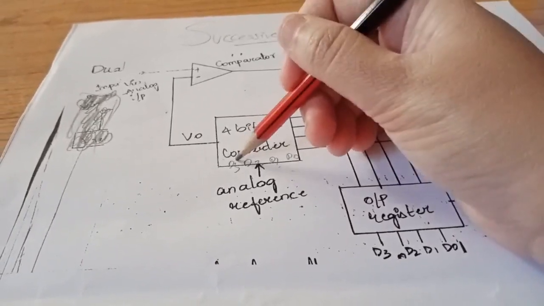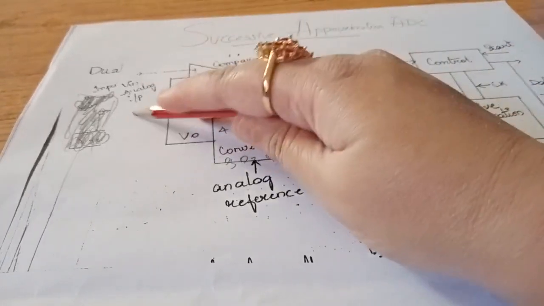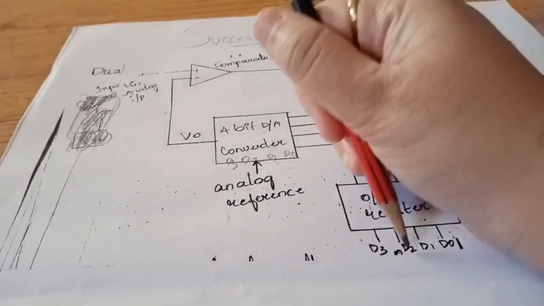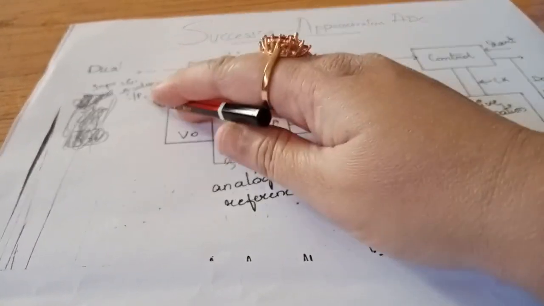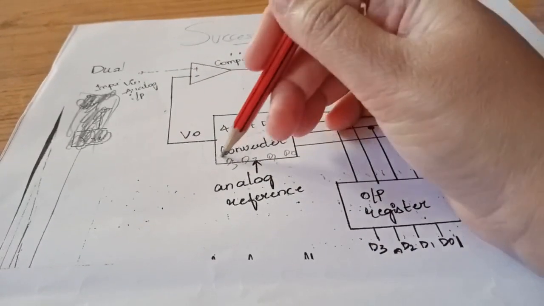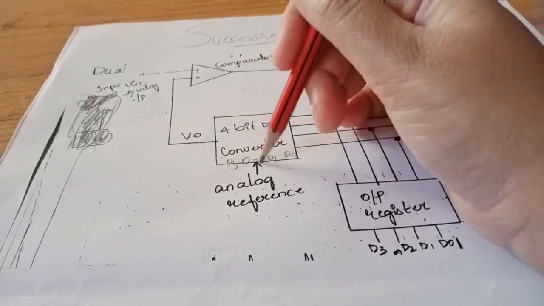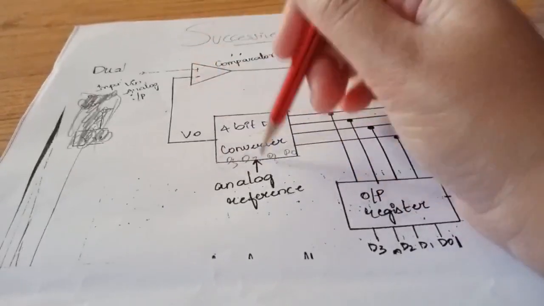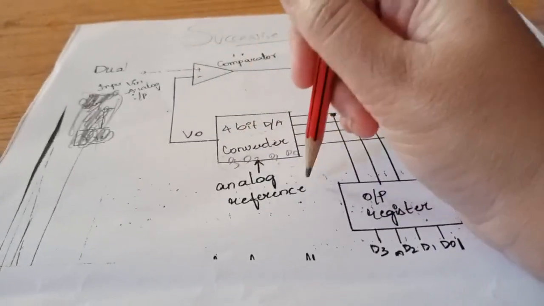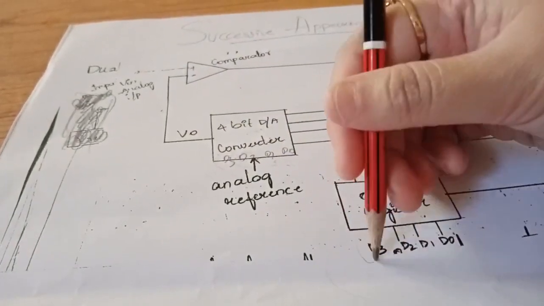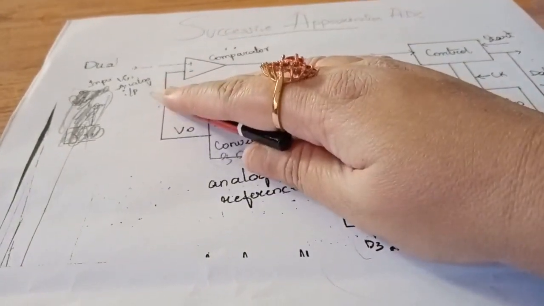What is the operation in the successive approximation method? First the D3 bit will turn on and it will compare with the analog input. If both are the same, the operation continues. But if the analog input is greater than this, what will happen? This bit will turn off and it will go to D2. D2 will be turned on. Like this it will keep comparing. As soon as the comparison is over, finally you will get the digital output according to the analog input.